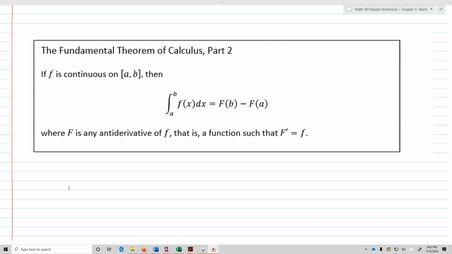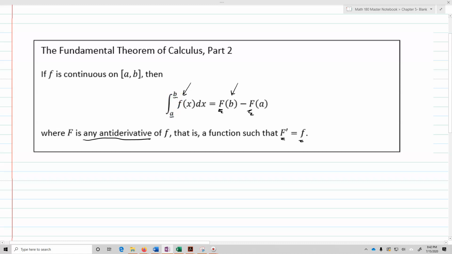If f is continuous on [a, b], then the integral from a to b of f of x dx equals big F at b minus big F at a, where big F is any antiderivative. Notice, any antiderivative of f is a function such that F prime equals little f. So what we're saying is that to find the definite integral of f of x dx, all we have to do is find the antiderivative of f and then evaluate it at the endpoints a and b.